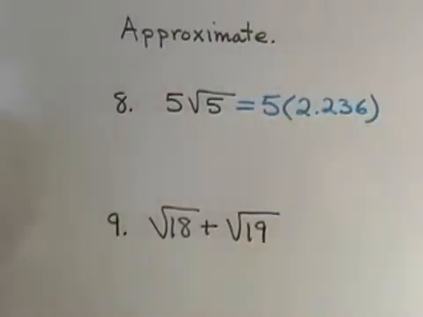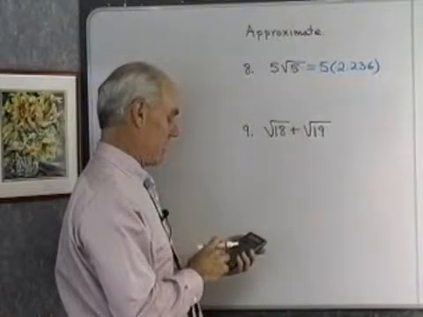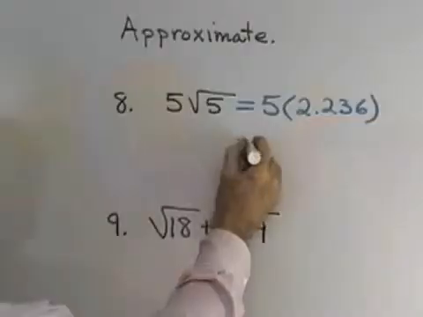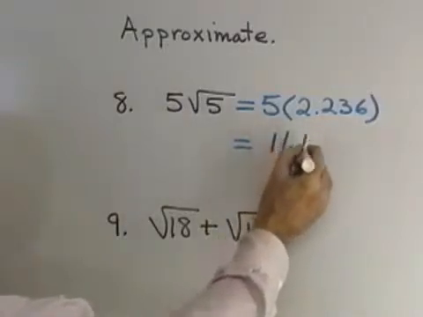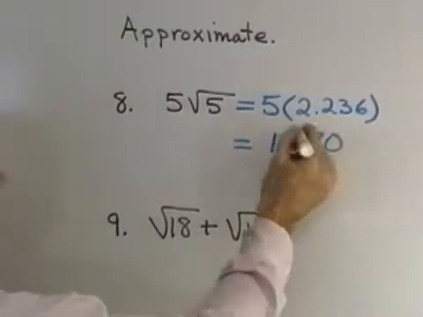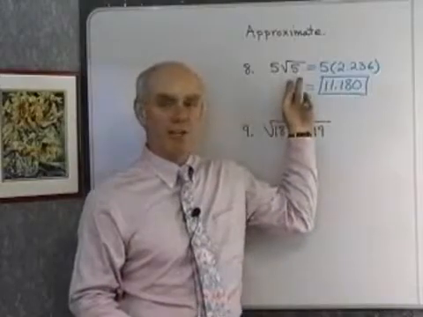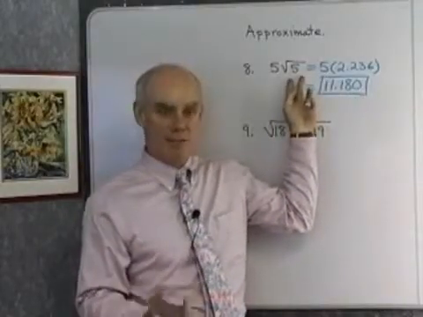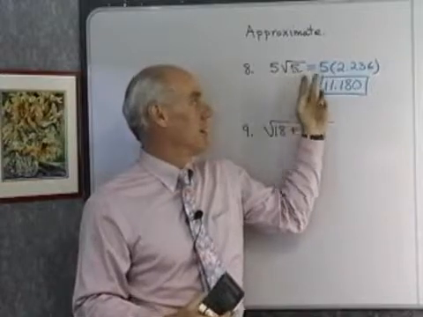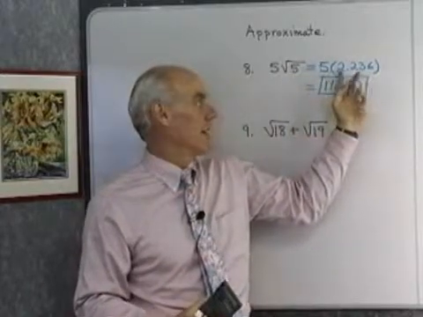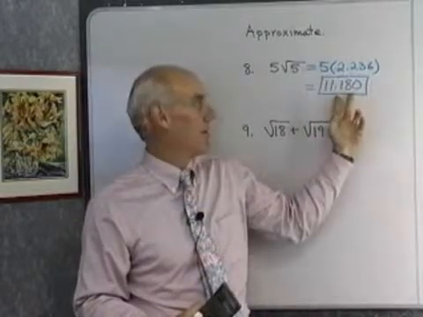Now that's just to the nearest thousandth. Now I want to take that and multiply by 5. And that comes out to be 11.180. So if I have a calculator, I can simply enter 5 and then press the square root button, and I'll end up with a decimal approximation to that square root. Once I have that, I can use the calculator to multiply that by 5 and get this.